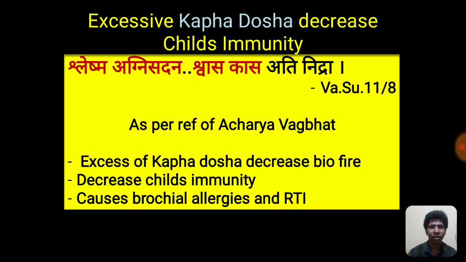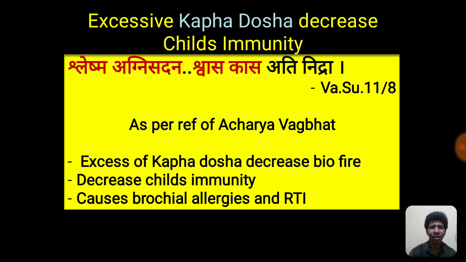This is a reference from Vagbhat Sutrasthan, 11th chapter, 8th shloka. I have written that excess of kapha dosha decreases child immunity, which indirectly means the immunity of the respiratory system. I have edited some of the words in between. But in the line it is said that Shleshma, that is excess of kapha dosha, causes Agnisadana. Agnisadana means it decreases the biofire of a child, which gives rise to Shwasa, Kasa, Ati Nidrata. Shwasa means breathlessness, Kasa means coughing.